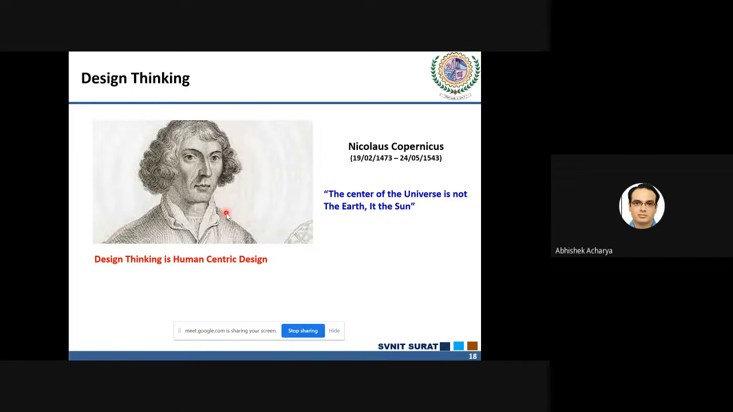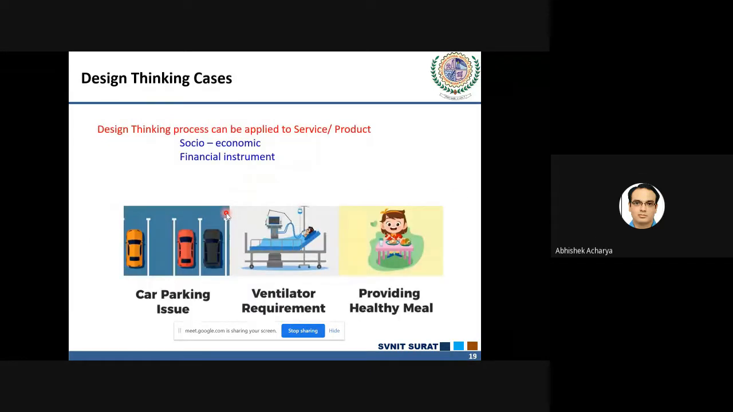This term design thinking was coined in the recent past, in the 1960s or 1950s, but it was there since the inception in our Indian heritage. Now let us understand the process of design thinking with simple cases.